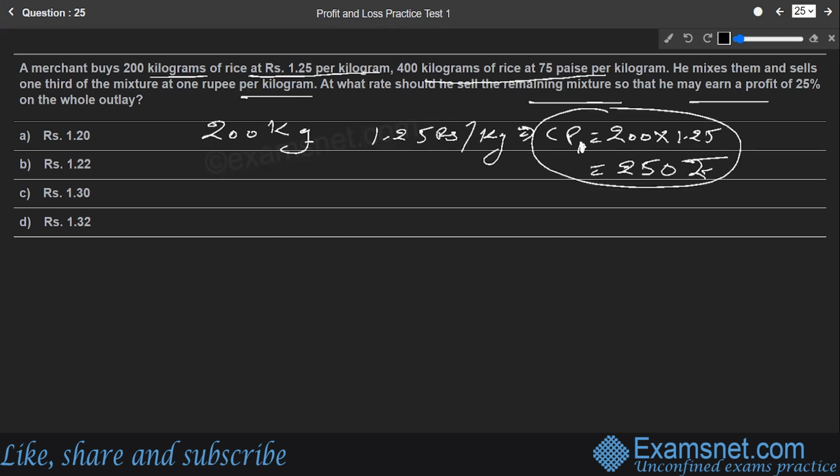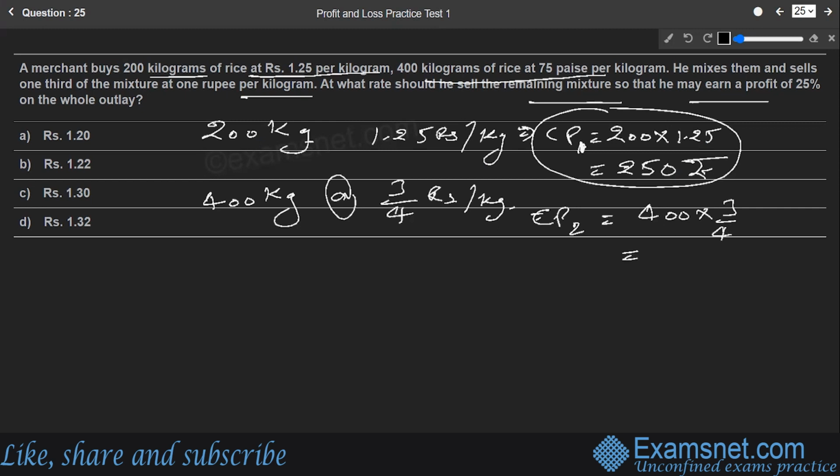Next quantity, CP1. Let us assign this as cost price number 1. Next, in the next type of rice, we have got 400 kg of rice at 75 paisa, that is 3 by 4 of rupees per kg. 400 kg at the rate of 3 by 4 rupees per kg. How much is the cost price number 2? That will obviously be 400 multiplied by 3 by 4, that is nothing but 300 rupees.